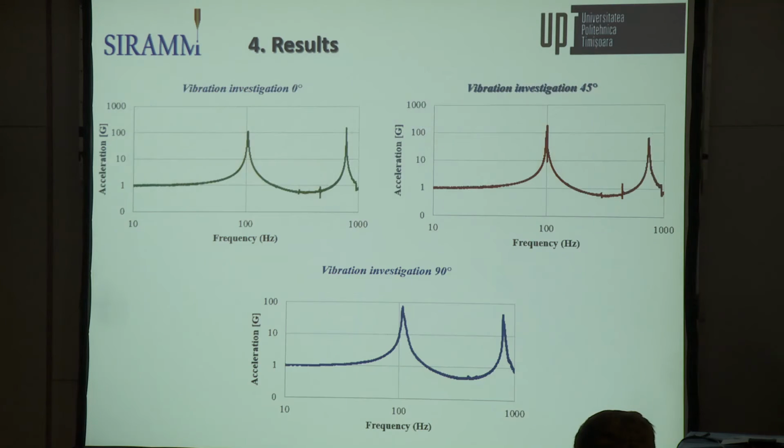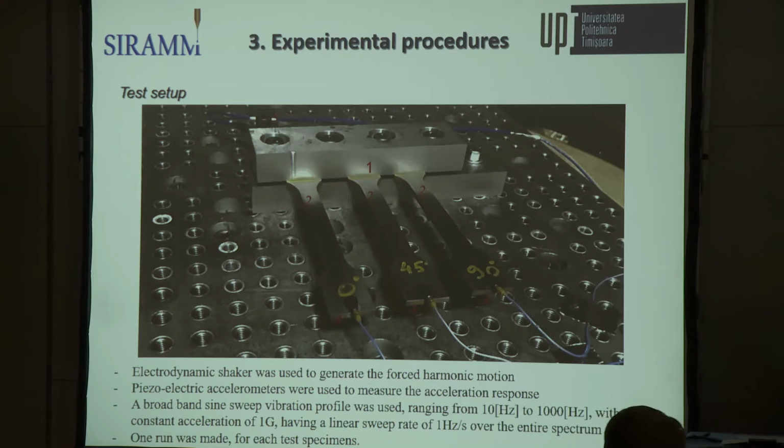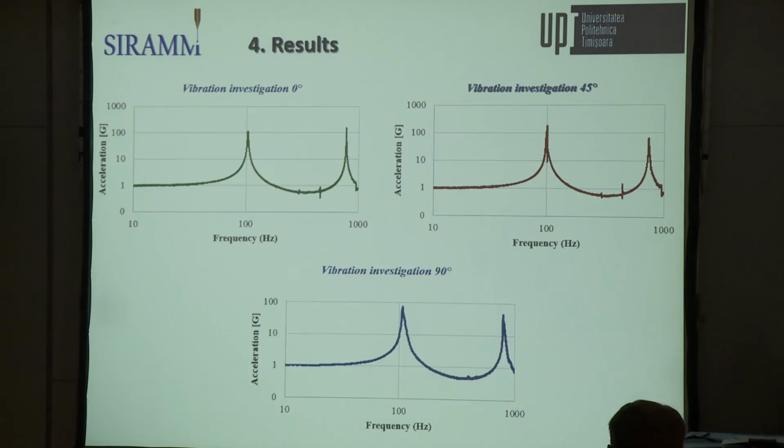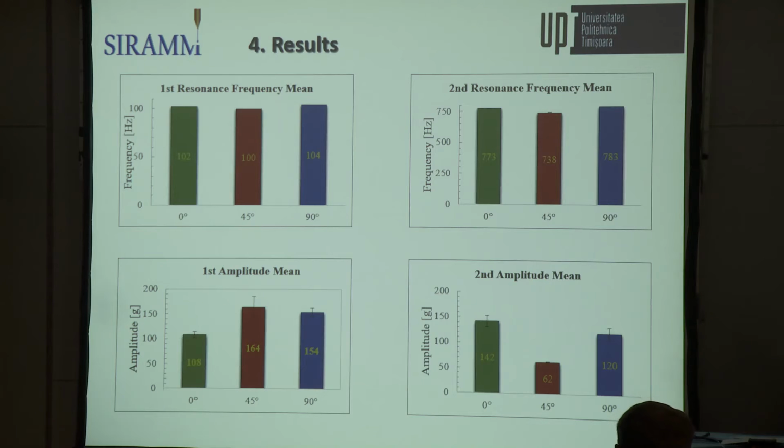What I didn't say is that our piezoelectric accelerometer measured the acceleration only in that direction. Some results: if we look at the first and second resonance frequency means, for the first we have very similar results. Some difference is for the second resonance frequency mean. But if we look at the amplitude, for the first amplitude we have some difference.